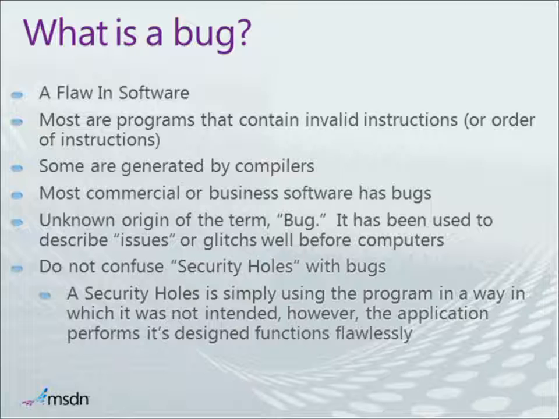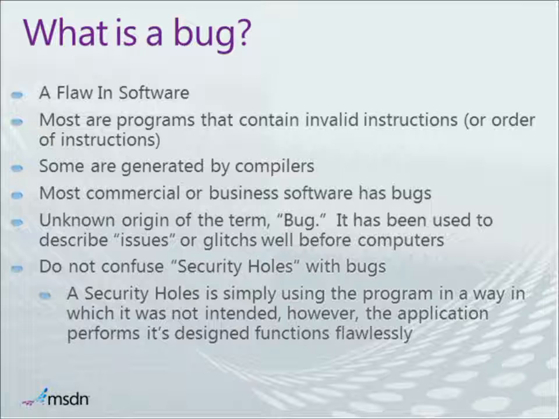The actual term bug has an unknown origin, but it's been used to describe issues in computers pretty much since the beginning. However, it was in use way before the computer was ever invented. Interestingly enough, Thomas Edison has quite a few inventions, and during the development of some of his projects, he quite often used the term bug to describe a discrepancy in the way the unit was supposed to function. And a lot of people tend to confuse a security hole with a bug.